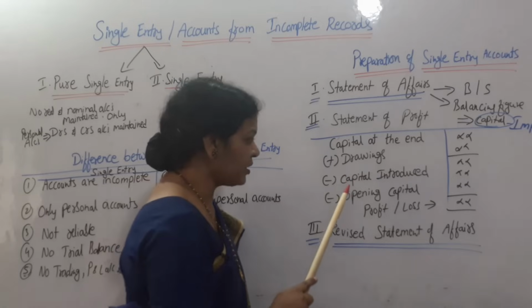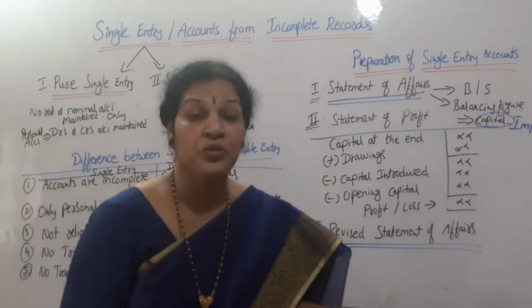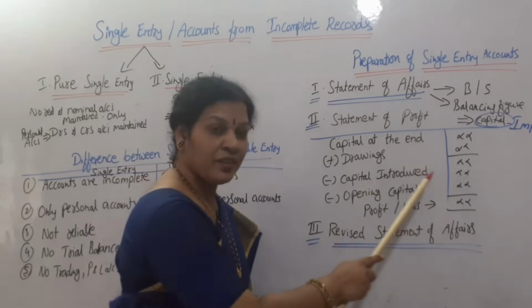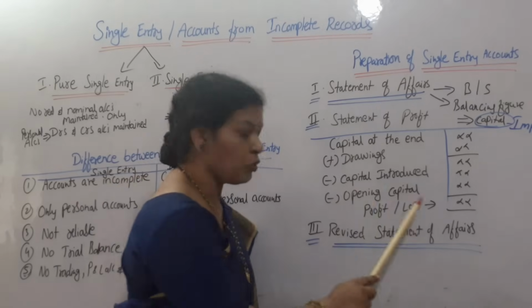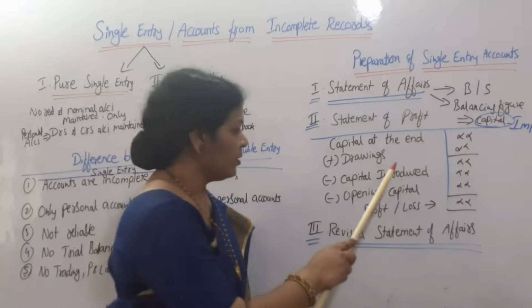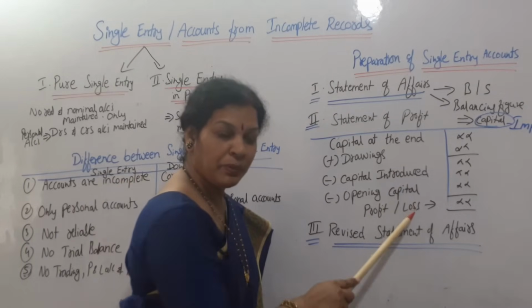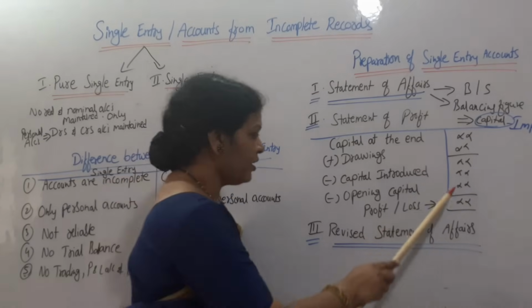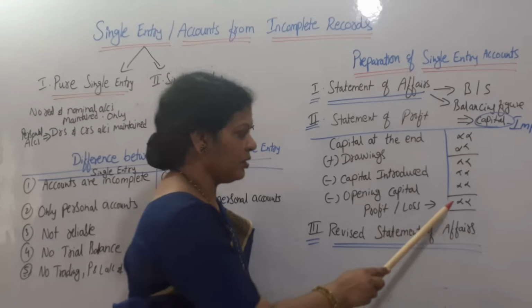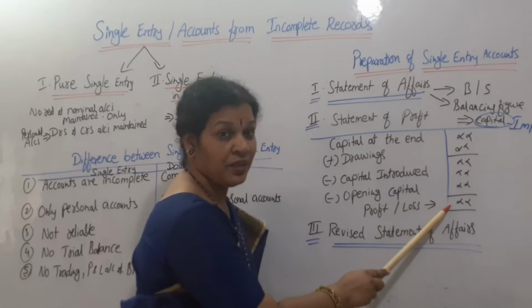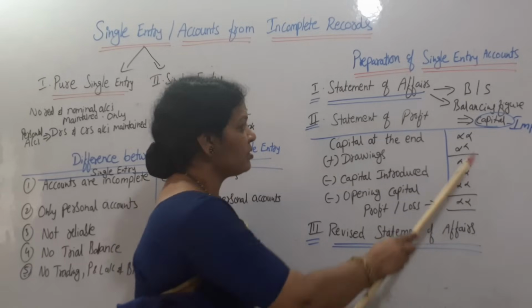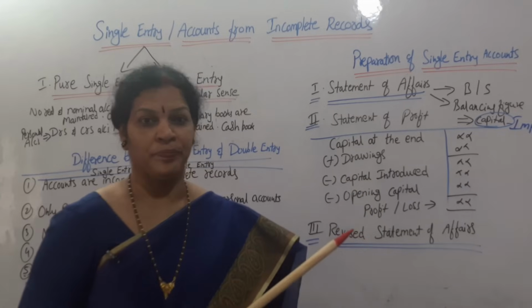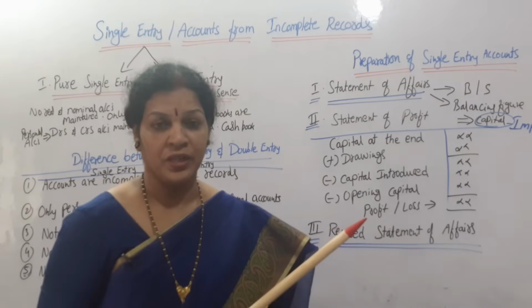And also deduct any extra introduced capital, that we are deducting. And also deduct opening capital. Introduced capital and opening capital, both the capitals we are deducting. If you deduct it, then you will get profit or loss. If it is a positive value, profit. Negative value, loss. So this is the statement of profit. Simple pro forma I told you, right?